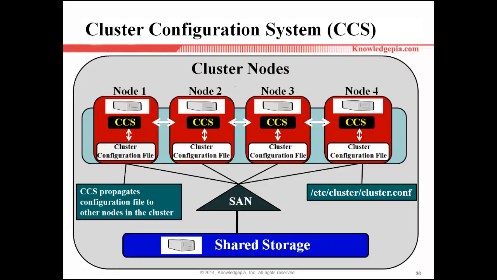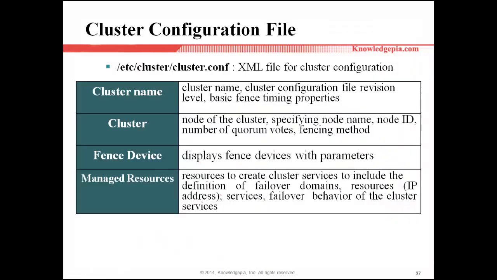CCS normally propagates this update information from one node to the other cluster nodes. So here, there are four cluster nodes in the cluster, and each cluster node has CCS. This CCS will check the cluster configuration file, /etc/cluster/cluster.conf. If one node updates this file, then CCS will propagate the configuration file to the other nodes, here for example node 1, node 2, node 3, and node 4. So using CCS, we can configure and manage the clustering service.